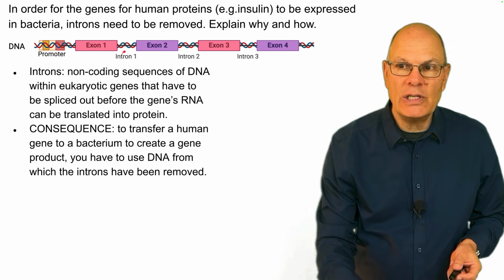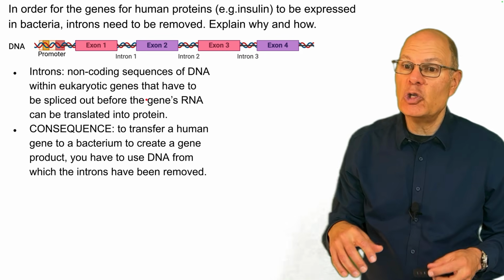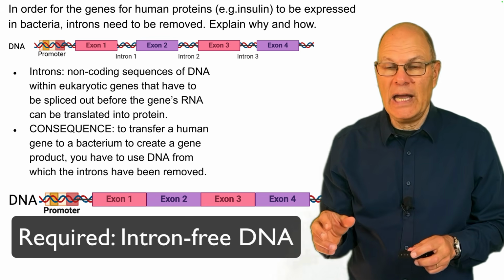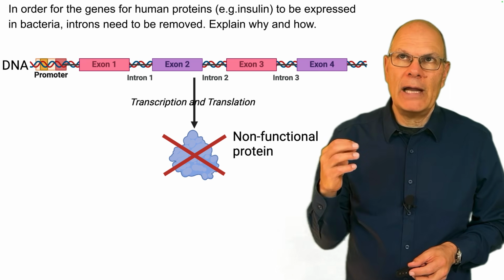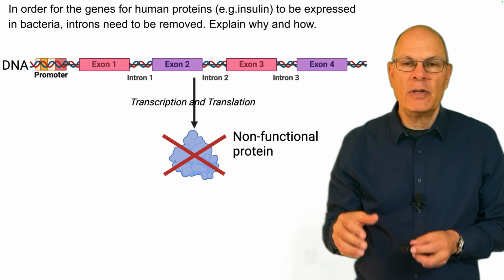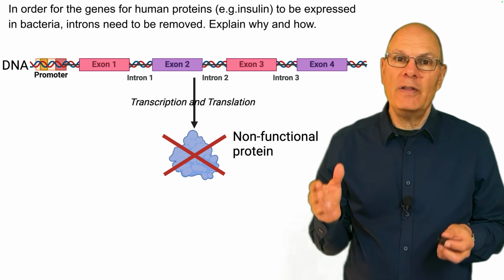The consequence of the presence of introns is that to transfer a human gene to a bacterium to create a gene product, you have to use DNA from which the introns had been removed. Bacteria would just translate everything, including the introns, and that would lead to a non-functional protein. How do you remove the introns?